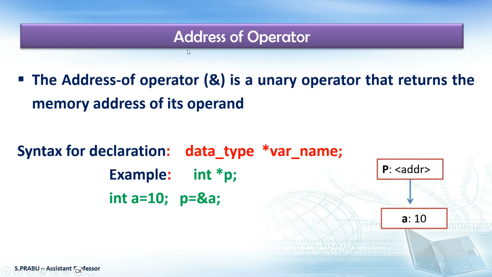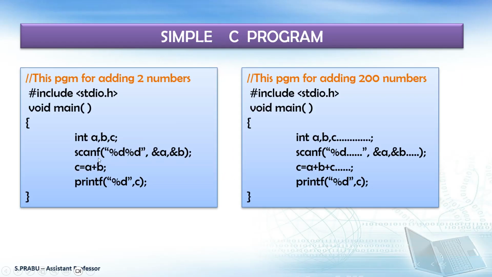The next concept is the address of operator. The ampersand symbol is called the address of operator. Using this symbol only, we can assign the address of a particular variable to the pointer variable. We already used this ampersand symbol in our previous programs. In a simple program, when we use the scanf statement, we use the ampersand symbol before the variable name. This means we mention the address of a instead of the variable a. So this ampersand symbol is called the address of operator.